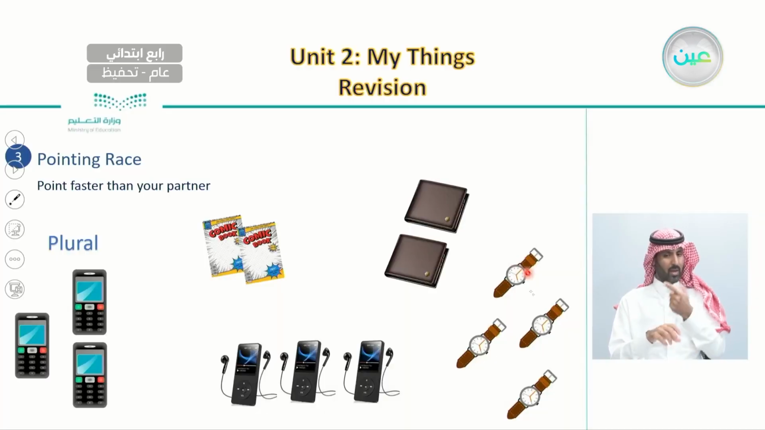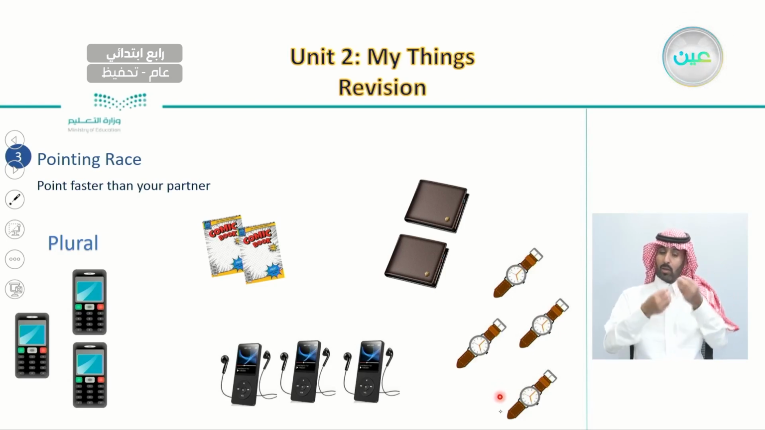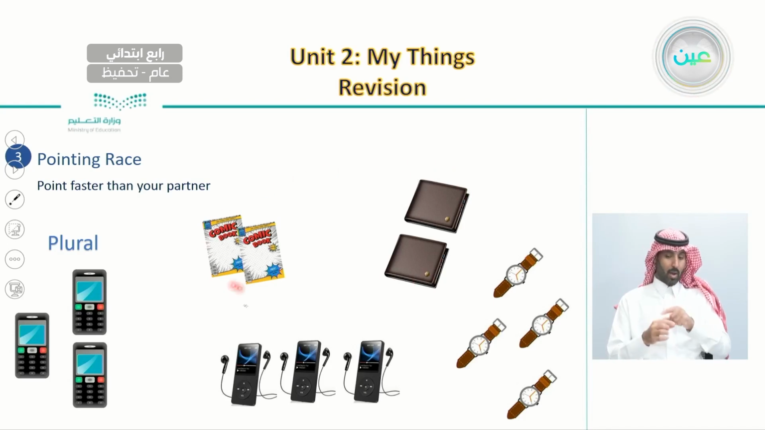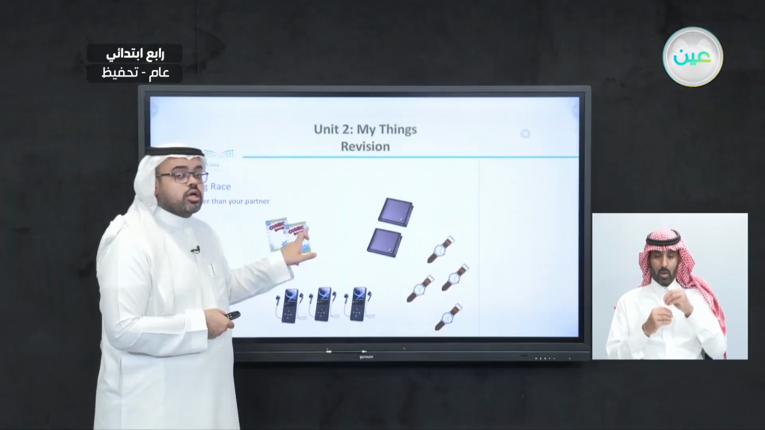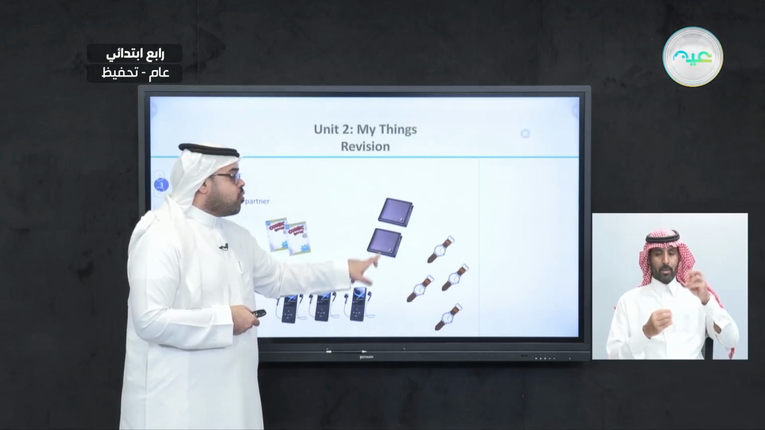So who can tell me, what are these? Now I'm expecting you to point faster and say they are watches. They are watches. Now the last example we will have for the pointing race game is this one. Who can tell me? What are these? Now you can point at them and say they are comic books and wallets. They are comic books and wallets.